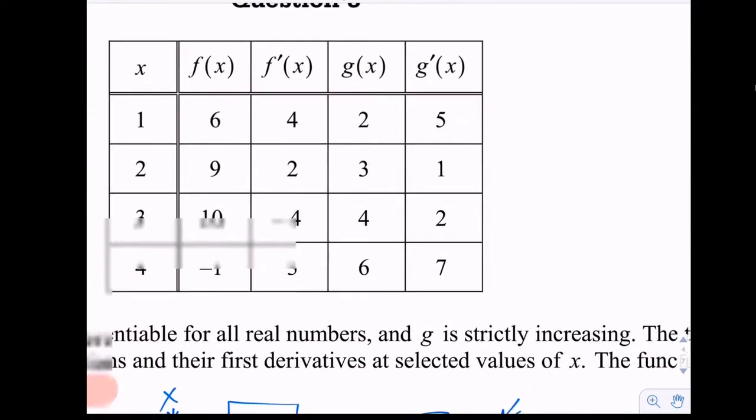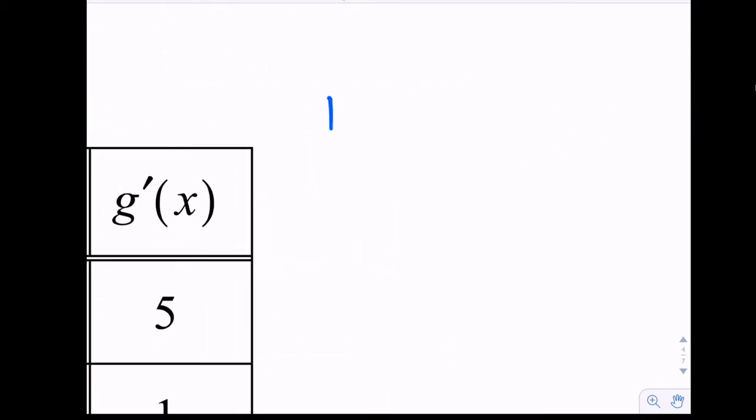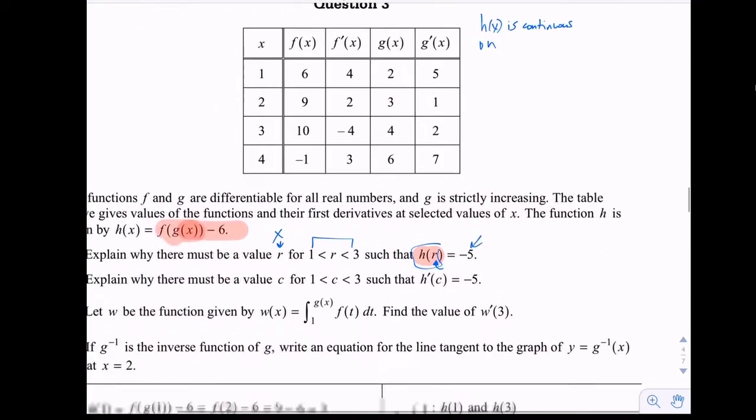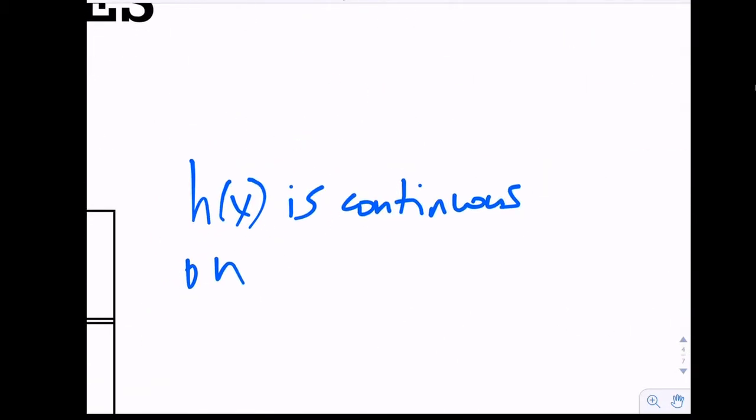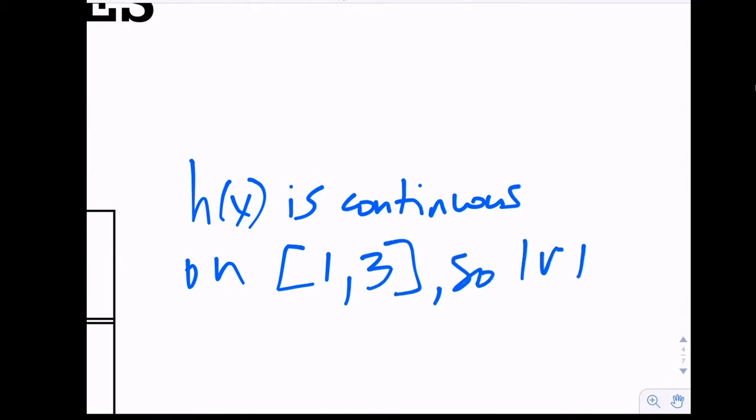Okay, so what's your argument going to be? H of x is continuous on the closed interval. What closed interval? They gave me an open interval. Remember, they're just saying the solution that we're looking for will not be one of the endpoints. But for the IVT to work, it has to be continuous on the closed interval. So you'll say h of x is continuous on the closed interval from 1 to 3. So the IVT applies. You can do that right away. You can invoke the name of the IVT and get credit.